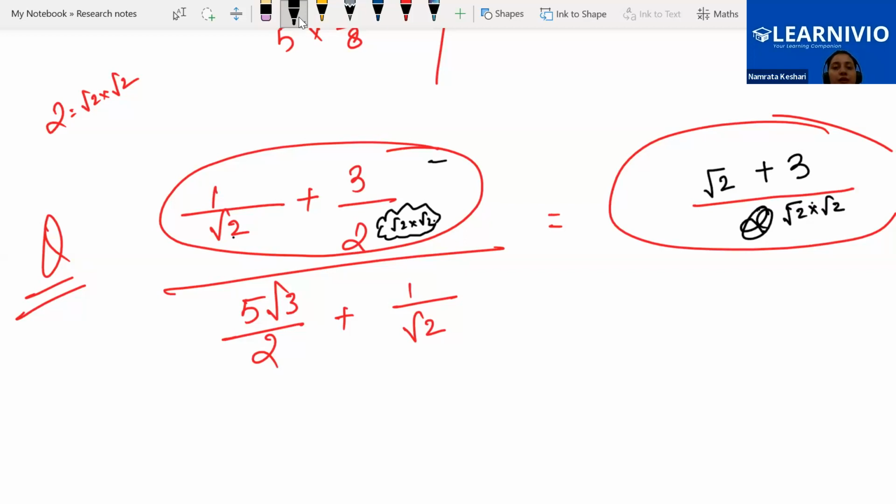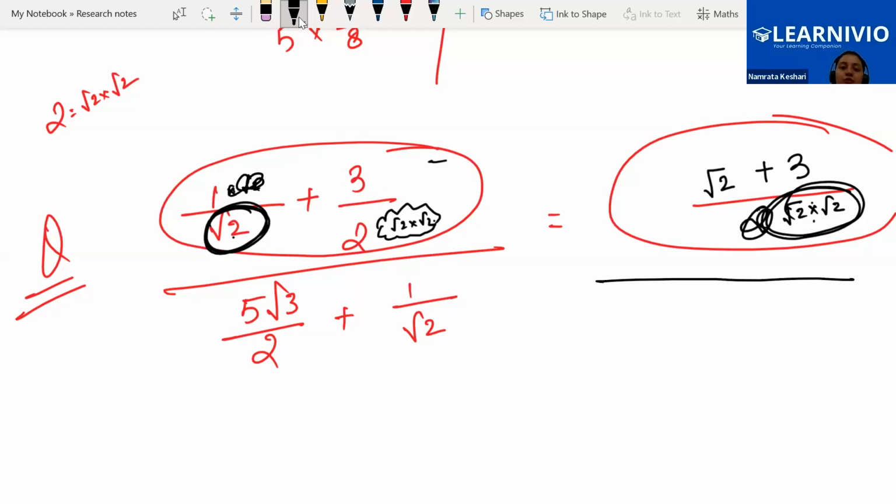How did you get root 2 on the top again? Can you explain that part? How did 1 become root 2? Because here root 2 is there and the LCM is 2 times the same thing. So 1 is missing, right? That you will multiply with 1, right? Oh, okay. I got it now. Multiply 1, so that's why root 2 is there.